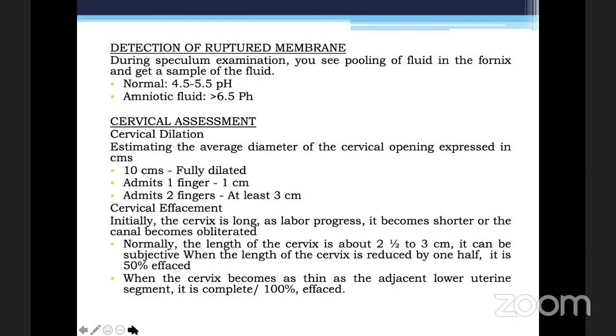Detection of ruptured membranes. During speculum examination, you see pooling of fluid in the fornix and get a sample of the fluid. Normal vaginal pH is 4.5 to 5.5. Amniotic fluid is greater than 6.5.